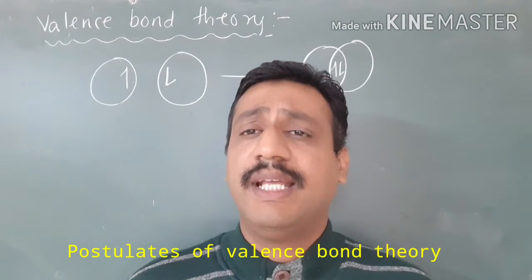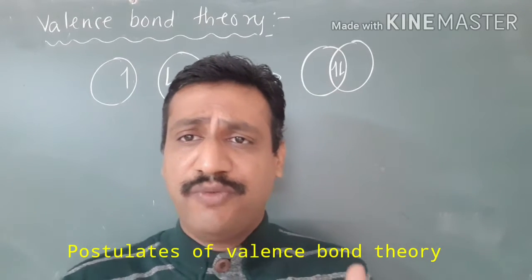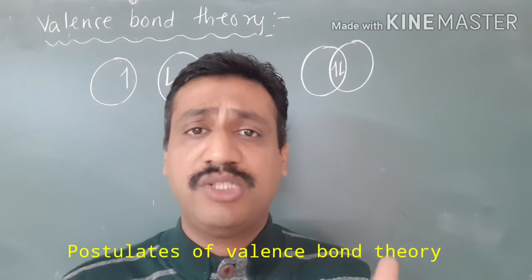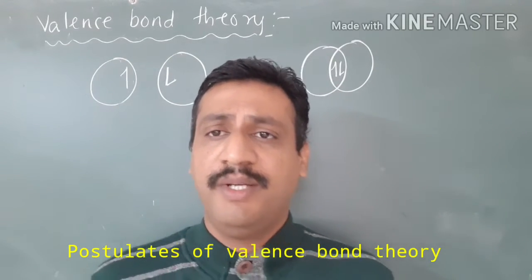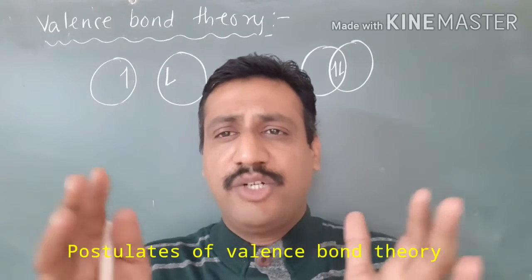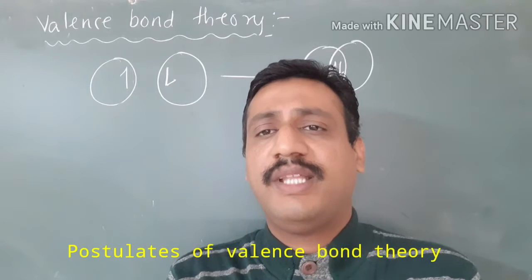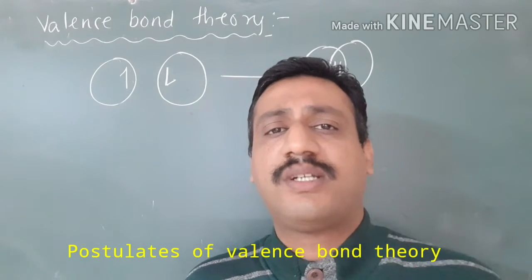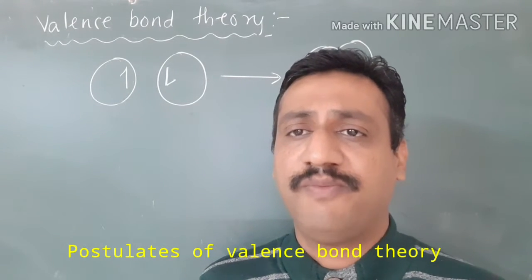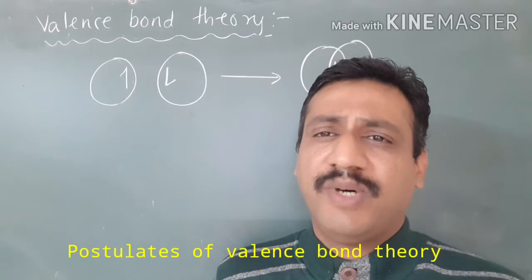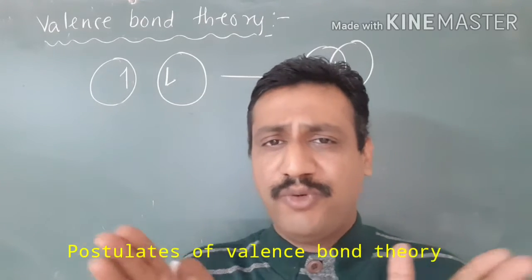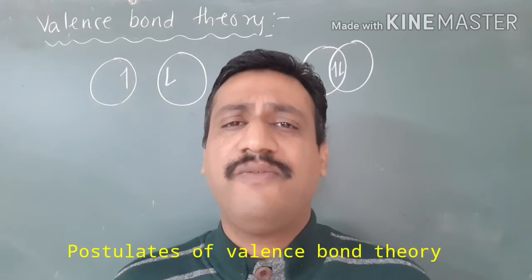Next, the extent of overlapping is directly proportional to the strength of the covalent bond. It means that the greater the extent of overlapping between the atomic orbitals of the different atoms, the more will be the strength of the covalent bond formed between them. One more thing is that the extent of overlapping should not be greater than 50%.